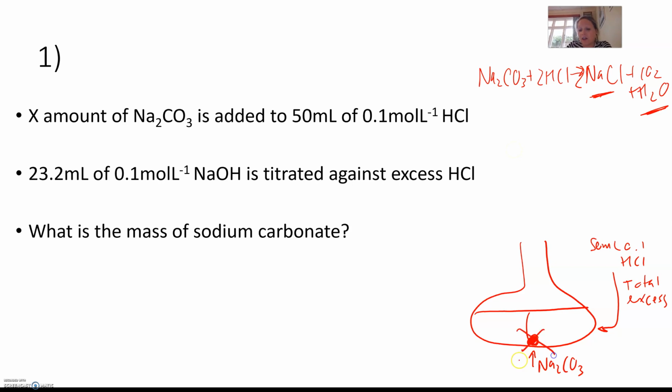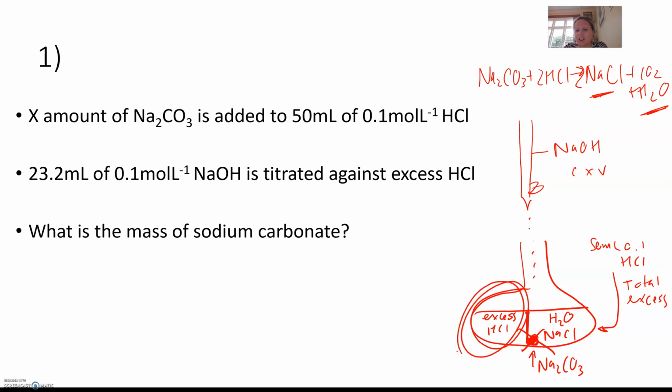So all of that reacts, you actually have none left, and so what we actually have in here is H2O and NaCl, but we have a whole bunch of excess HCl that hasn't reacted. So what we then do is we do a titration where we use a known concentration of sodium hydroxide, and from the titration we'll get the volume. And so that's going to react with this excess HCl.